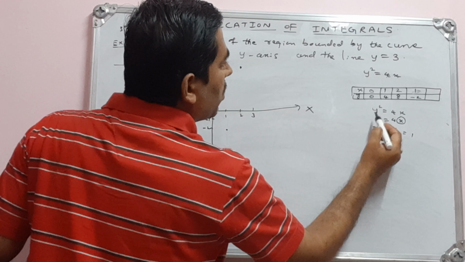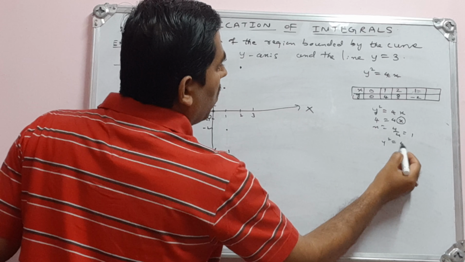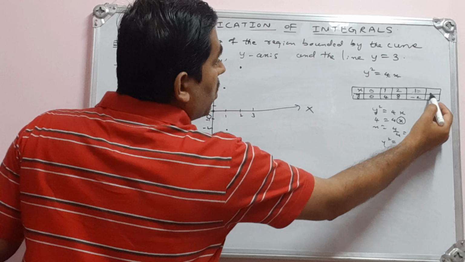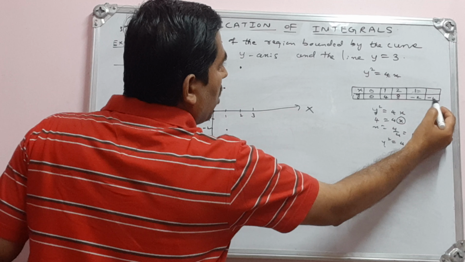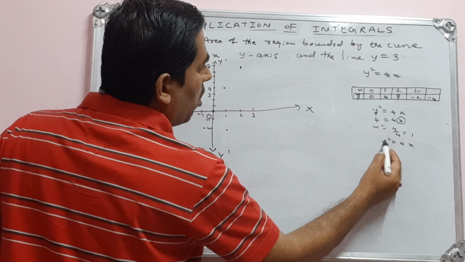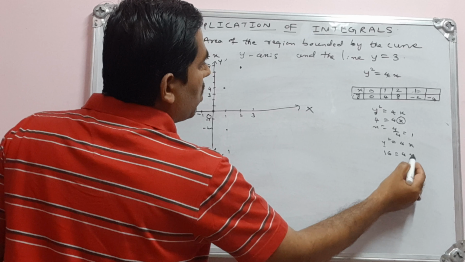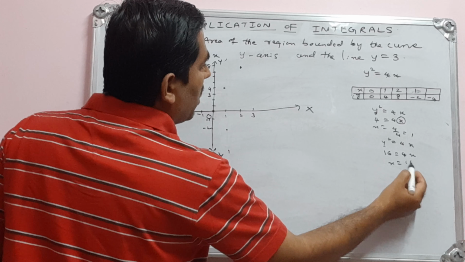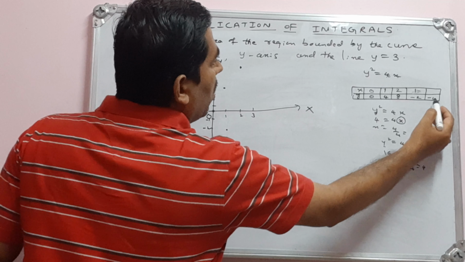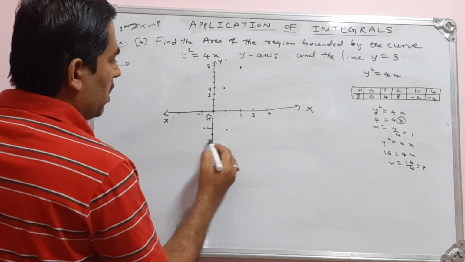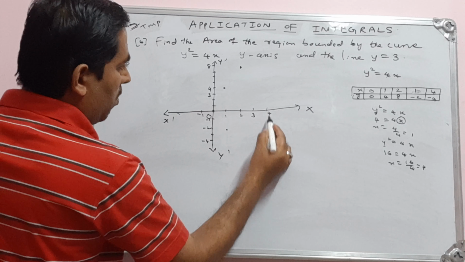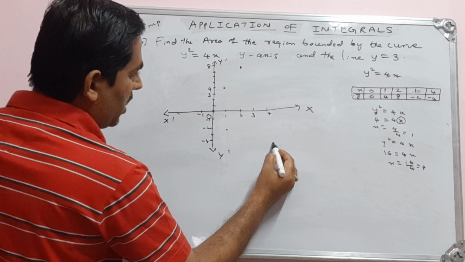Then if I give another negative value, say minus 4, minus 4 whole square is 16. So if I solve for x, that is 16 by 4, that will be 4. So that is 4 and minus 4. So 4 and 4, and 4 and minus 4, that lies here.